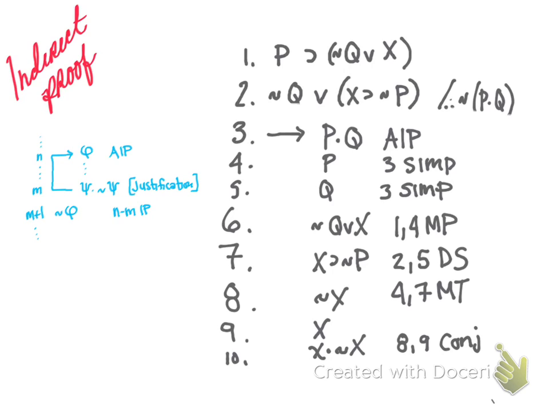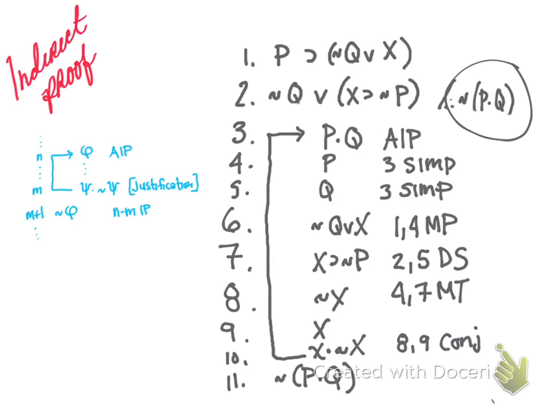Now that I have derived an explicit contradiction, I'll close up my subproof. And the next line, immediately following the subproof, is the negation of the AIP, which is what we were trying to derive. So this proof is complete.